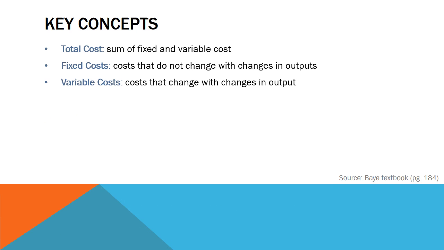Variable costs, on the other hand, are costs that do change with changes in output. So these include the cost of inputs that vary depending on the output level, such as labor, raw materials, etc. So in the short term, at any level of Q, the variable cost will change accordingly. To put it simply, our cost equation is total cost equals fixed cost, or FC, plus variable cost, or VC.